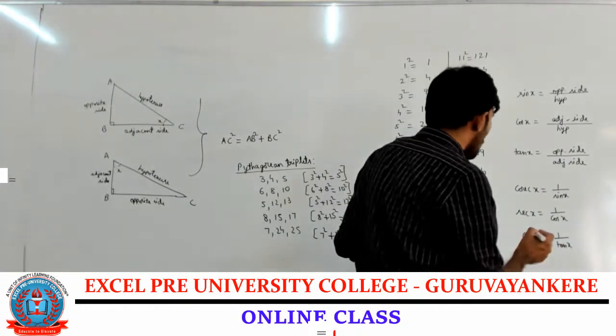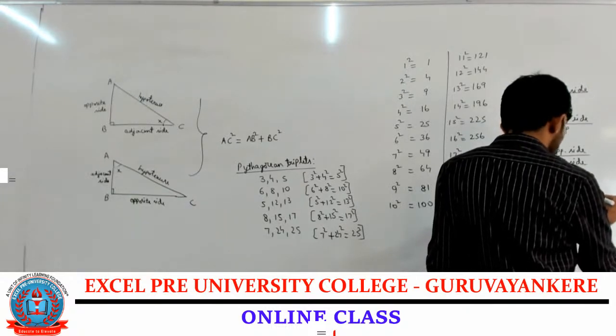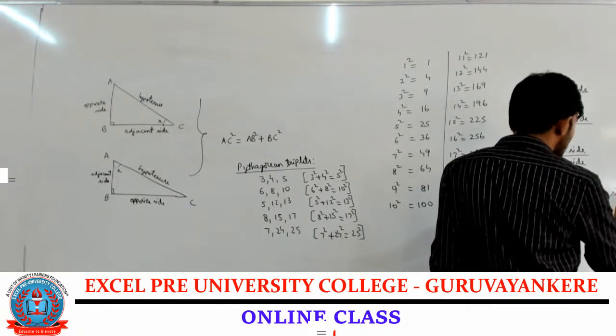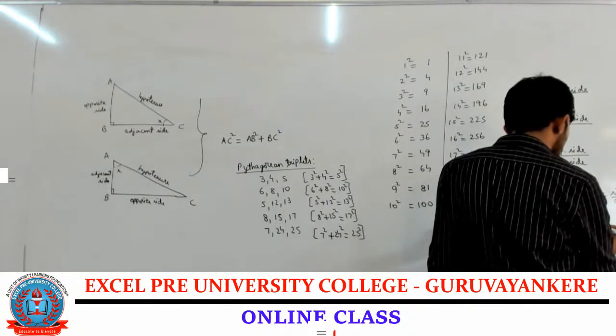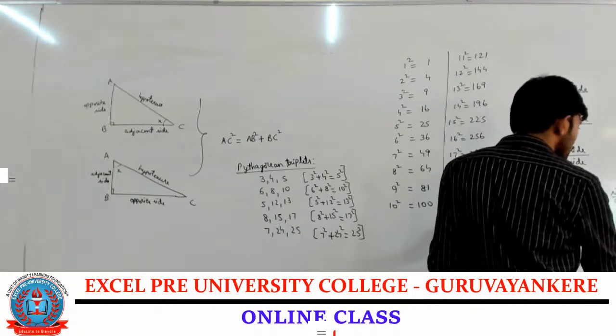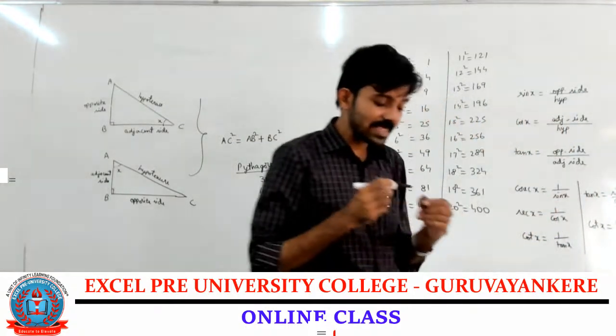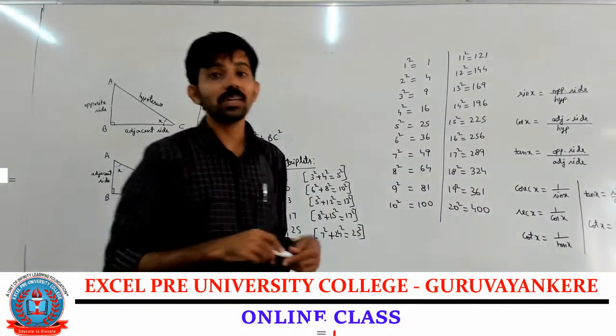And we have cot x is cos by sin. Tan x is sin x divided by cos x. Cot x is cos x divided by sin x. Tan is expressed in terms of sin and cos. Tan is sin by cos. Cot is cos by sin.